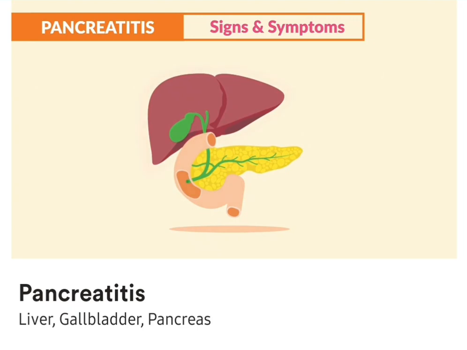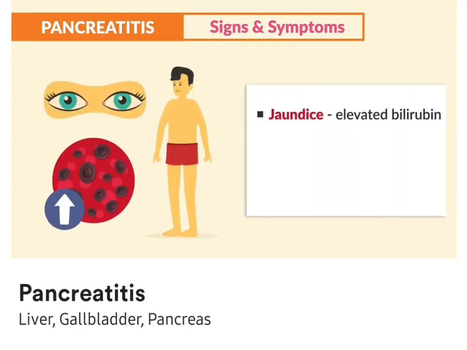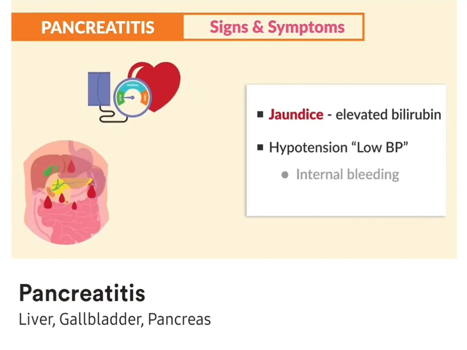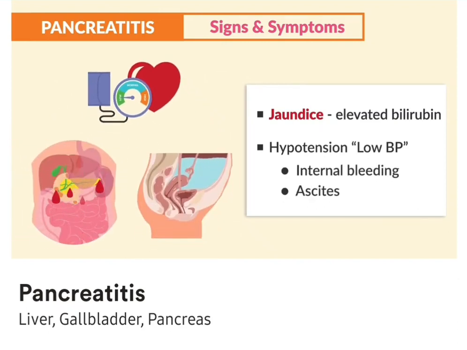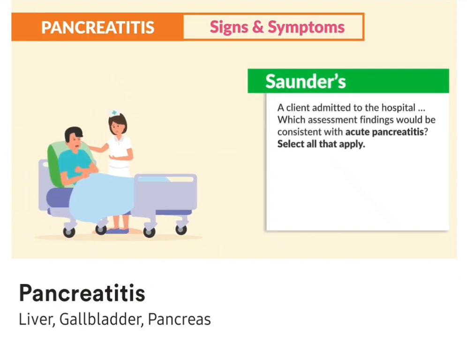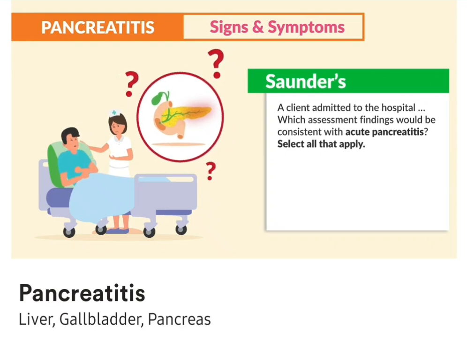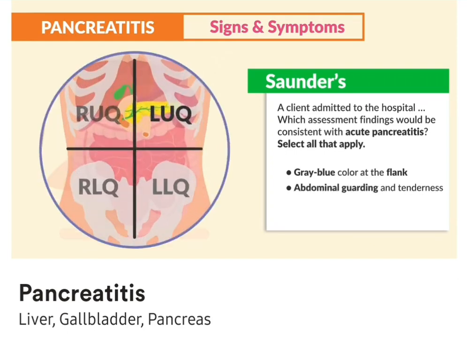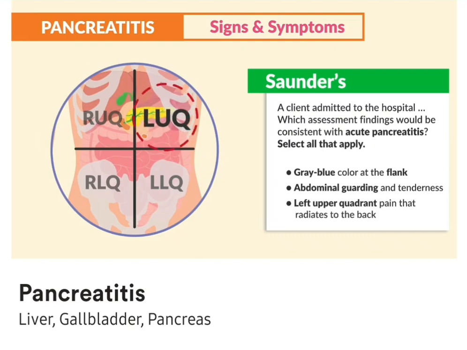Now, clients can also present with liver disease symptoms too, as the liver area can get backed up from this inflammation in the bile duct, causing jaundice, that yellowing of the skin, from the elevated bilirubin. And we can also see hypotension, that low BP. This is typically from internal bleeding and even ascites, that fluid in the abdomen that makes the stomach region big and bloated with fluid. So Saunders mentions a client admitted to the hospital, which assessment finding would be consistent of acute pancreatitis. Select all that apply. So gray-blue color at the flank, abdominal guarding and tenderness, and a big one here, left upper quadrant pain that radiates to the back. So again, write these three down and know them.